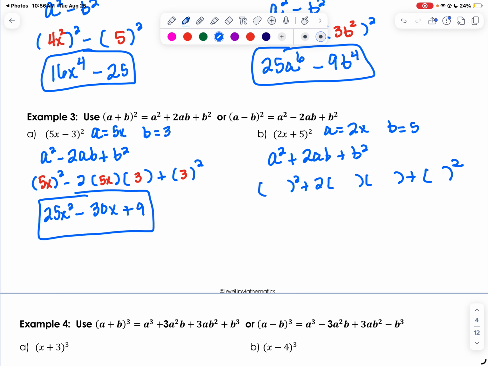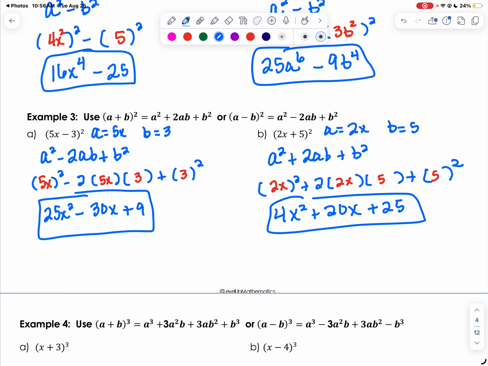All right, welcome back. Let's see how you did. I put a 2x here and here, and I put a 5 here and here. When I simplified 2x quantity squared, I got 4x squared. Then I did 2 times 2 is 4. 4 times 5 is 20x for my middle term. And then 5 squared gives me 25.